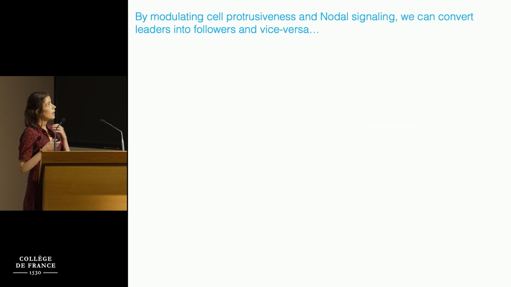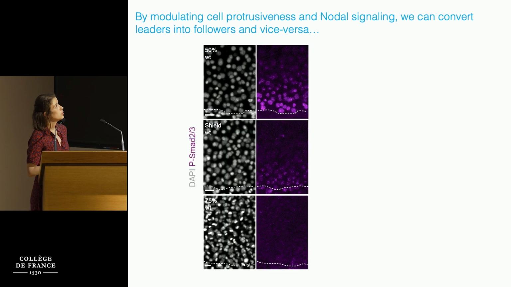And now I will cut a very long story short. So the first thing that we wanted to know is what regulates their protrusiveness and why is it going down? And so the first thing that we noted is that Nodal signaling, this gradient that is known to pattern the embryo, is actually also going down in time.